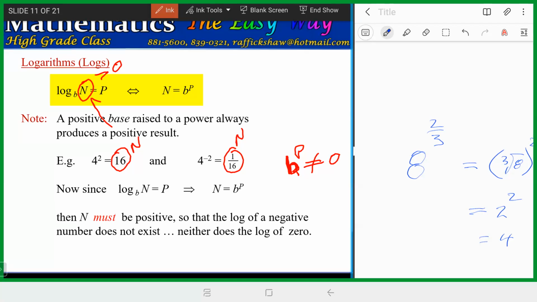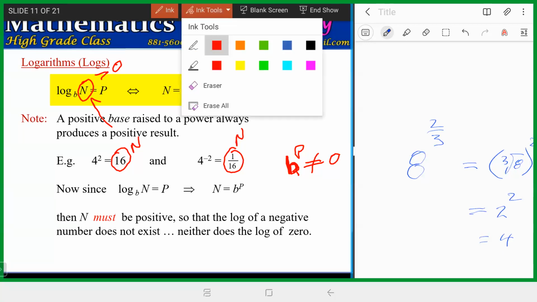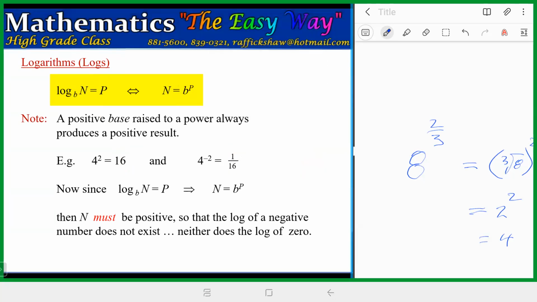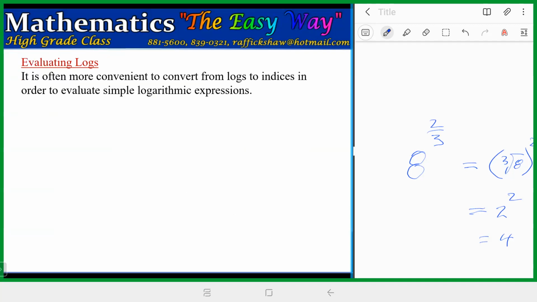But we're taking that the base is always positive. Alright? So that is what we are saying here. So n cannot be 0, and it cannot be negative. So n can only be positive. We can only find the log of a positive number.